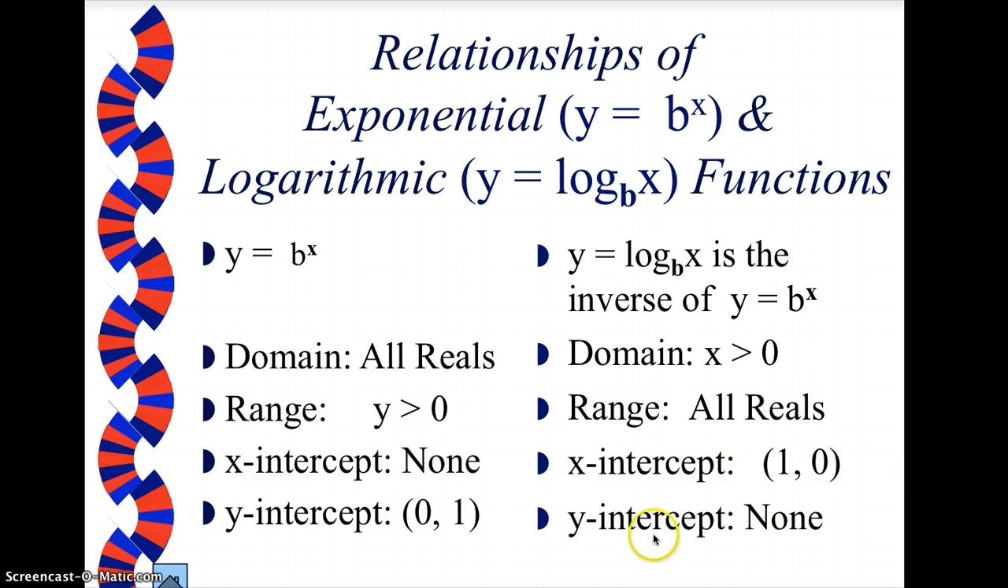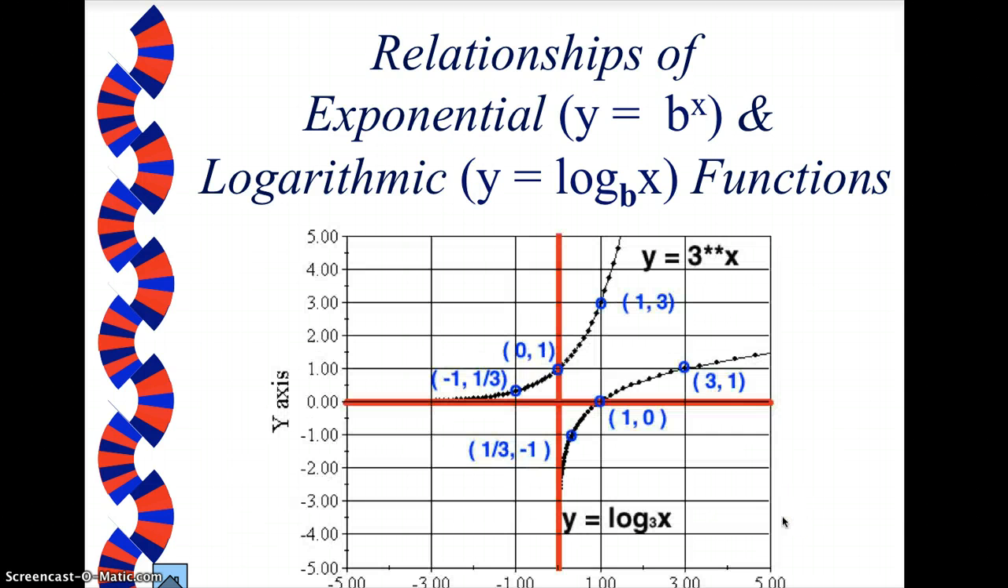It will never touch the y-intercept. Okay, so let's take a look at one example. Your exponential function y is equal to 3 raised to the x. If you write this in logarithmic form, this will be written as the logarithm base 3 of x. So if we put values in there for your x, this is what it will look like.